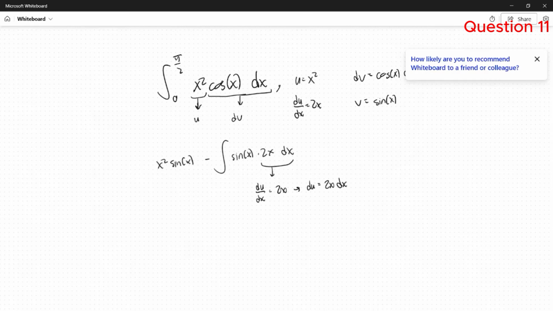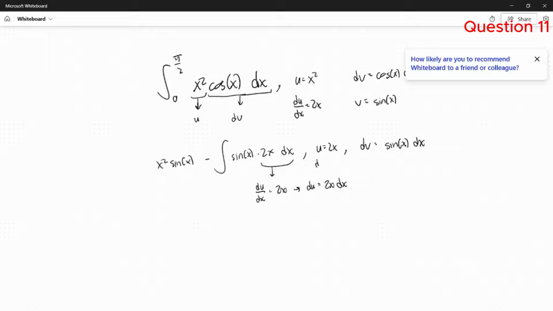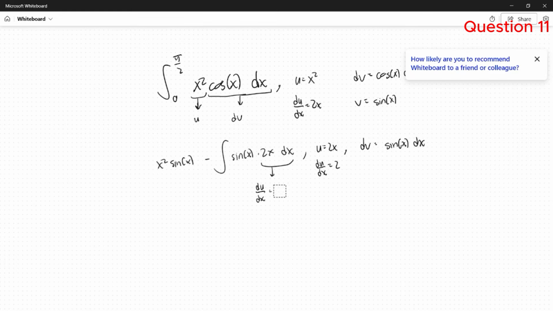Now we do the same thing again. Our u function is 2x. Our dv function is sine of x dx. So du/dx again is 2. I'm going to erase this part here. And our v function is negative cosine of x.